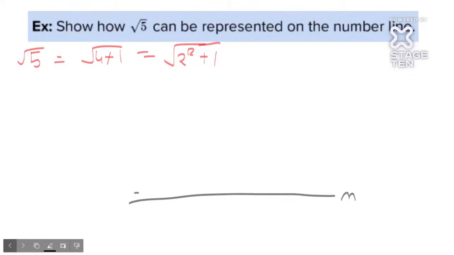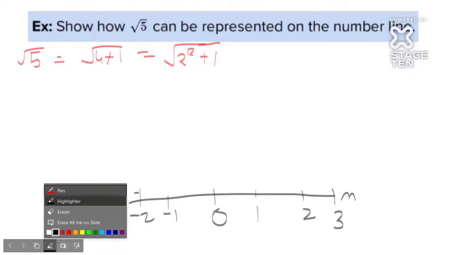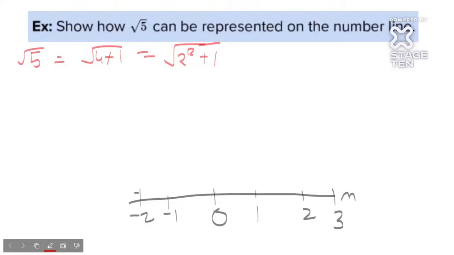Here are my negative numbers, -2, -1, 0, 1, 2 and 3. Now I have 1 and 2 here, so I'm going to use them. This is my OA, of 2 units, one line segment. After that I'll take AB, another line segment of 2 units. Now, after that, I'll draw AB.